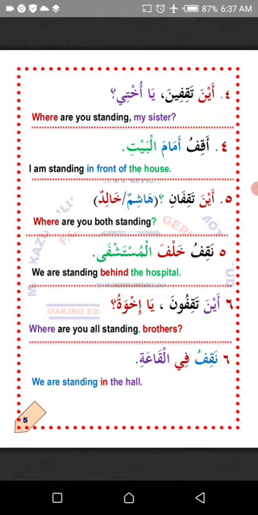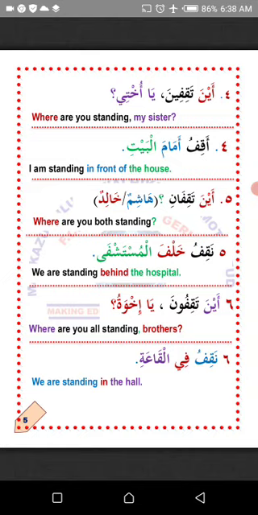Number 5. أين تقفان? Where are you both standing? Talking to Khalid and Hashim. You can equally use the same form of the verb to talk to Khadija and Zainab. Now the answer: نقف خلف المستشفى. نقف, we are standing. خلف المستشفى, behind the hospital.